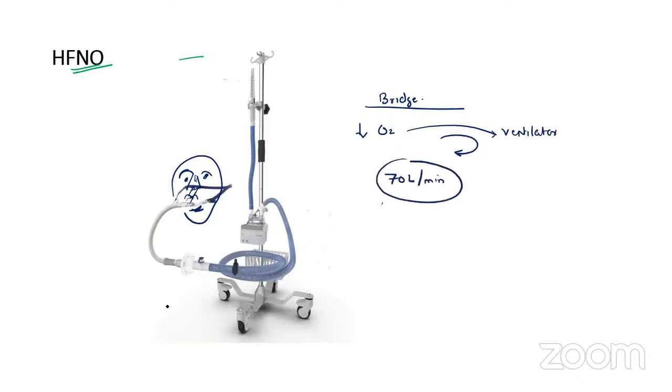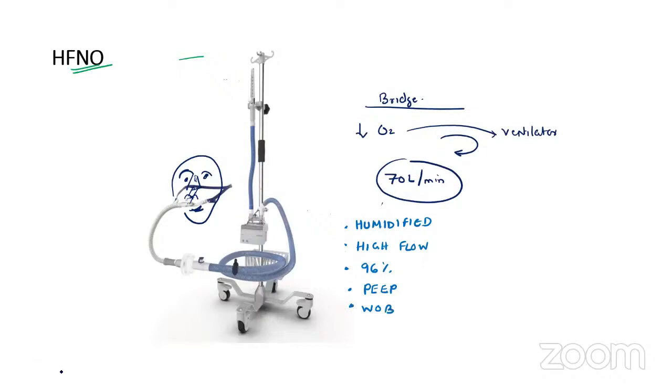What are the other advantages? The other advantage is that it provides humidified oxygen. It also provides high flow. Number three, it also provides high concentration. Number four, it provides positive end expiratory pressure. That means it reduces the work of breathing. All these are questions for you.